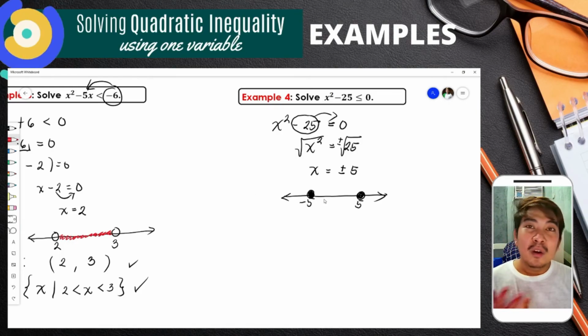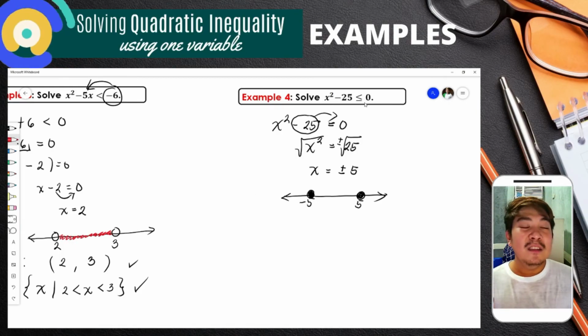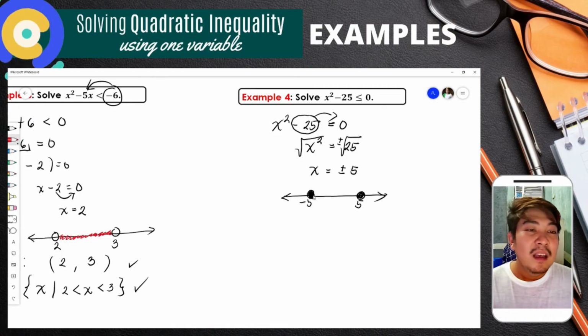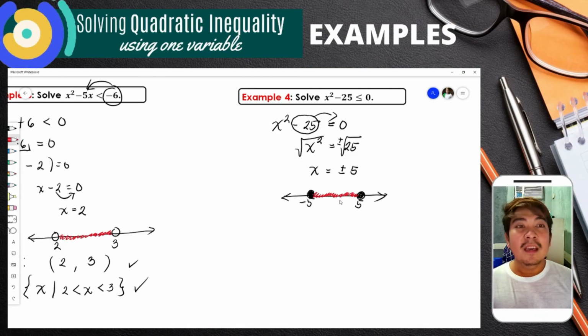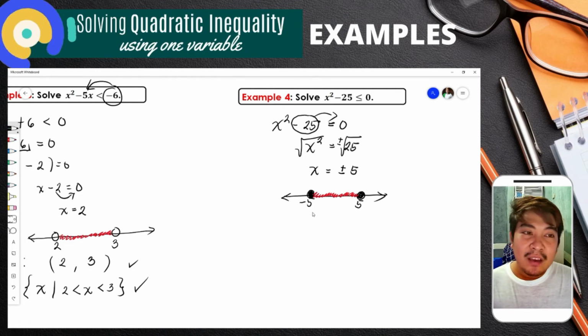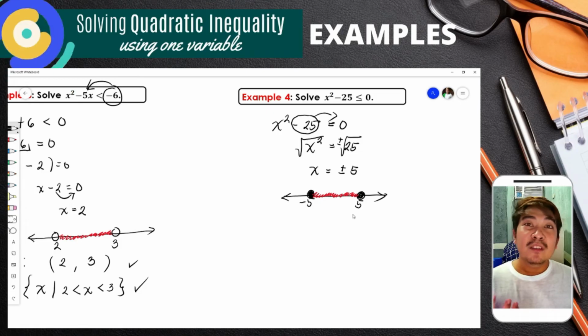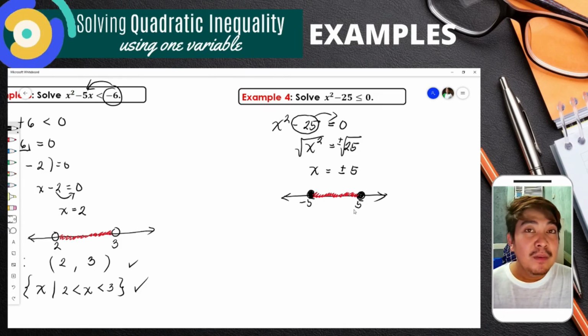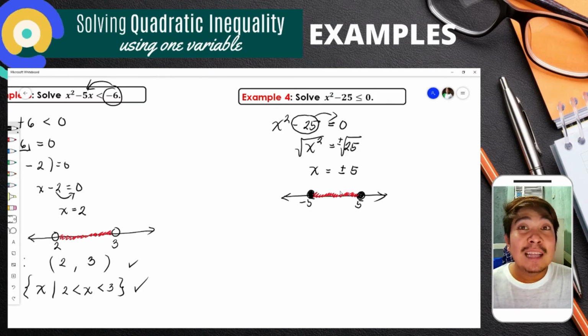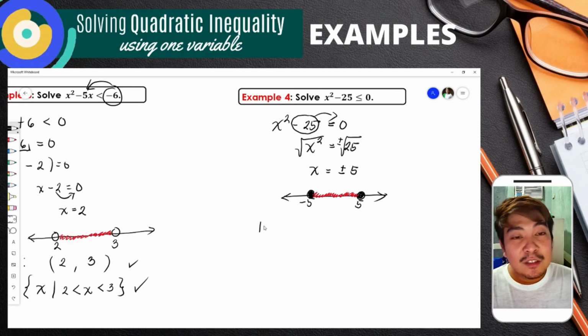So next, where will be the shaded region? Since it uses less than or equal, the shaded region will be in between. Okay? So meaning, all the numbers in between negative 5 and 5 are part of the solution set. And we will be including negative 5 and 5, yung ating mga critical points sa ating solution set. Okay? So how are we going to translate this one in solution set?